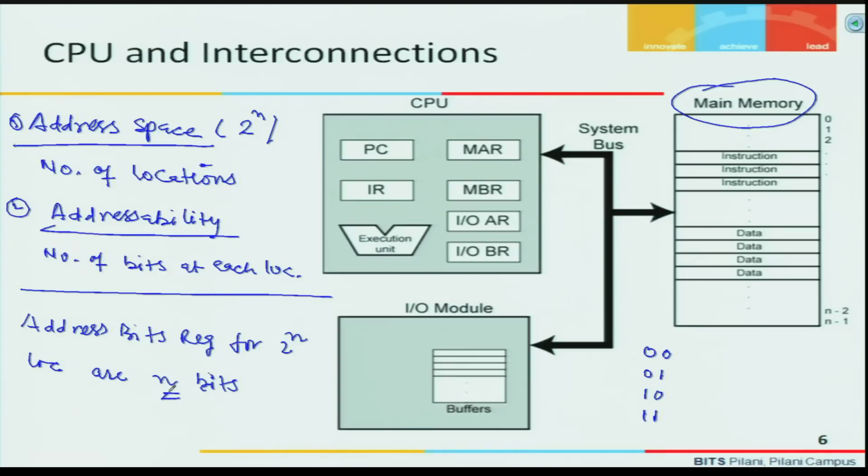Now, come to the addressability. Addressability means how many bits are there at each location. So, let us say m bits are there at each location. Now, what is the total size of the memory? How many locations are there? 2 raised to the power n locations are there, and each location contains m bits. This is the total size of the memory in bits. Now, you can convert into bytes or kilobytes or megabytes and gigabytes and so on.